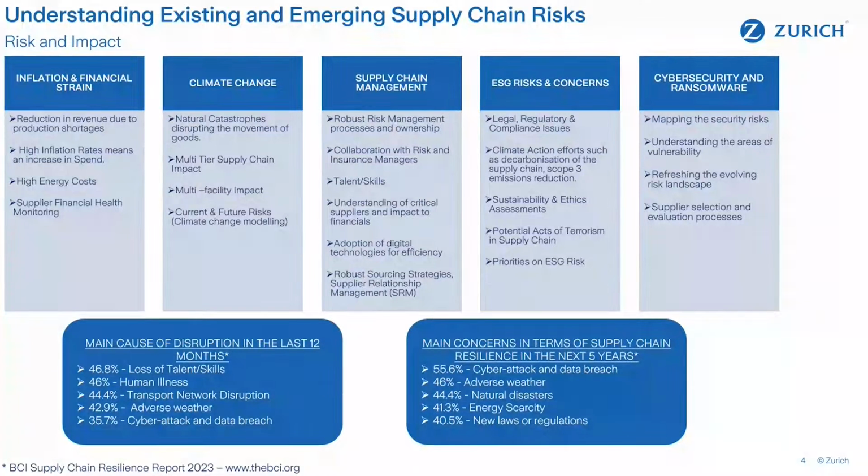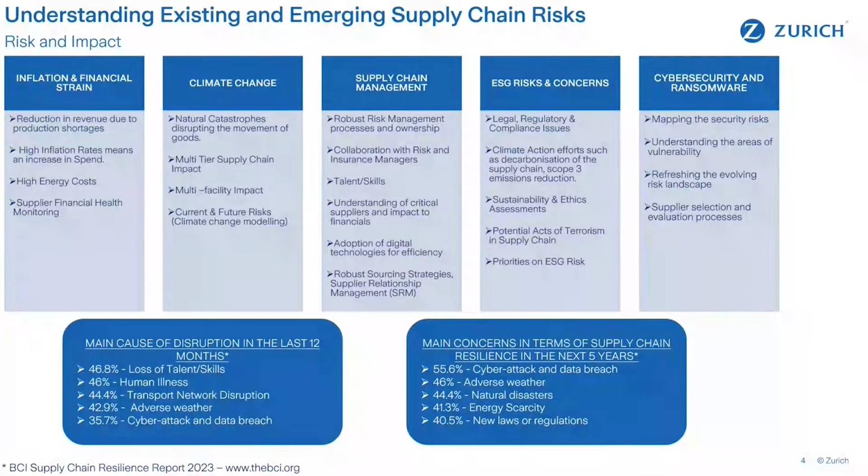And then I'll just put up some statistics there from the Business Continuity Institute's Supply Chain Resilience Report for 2023. It talks about some of the main causes of disruption in the last 12 months. Featuring very highly there is a loss of talent and skills. So a lot of people have moved around organizations, and I think Andy will talk about specifics in his part of the presentation. Illness as a result of the pandemic and other illnesses as well, transportation network disruption, adverse weather, and again cyber attack, as I mentioned.